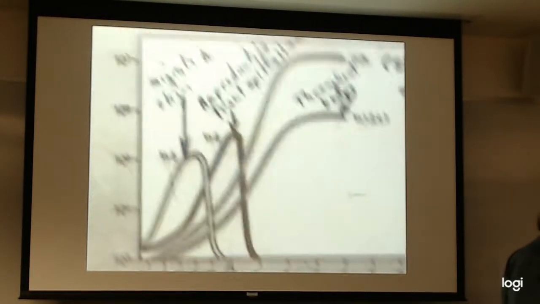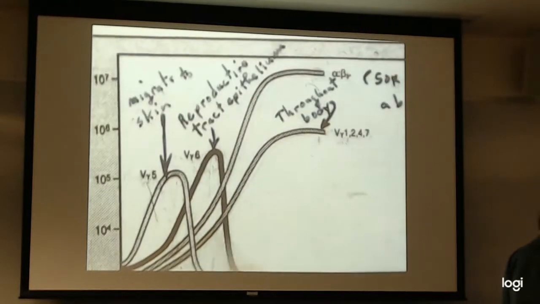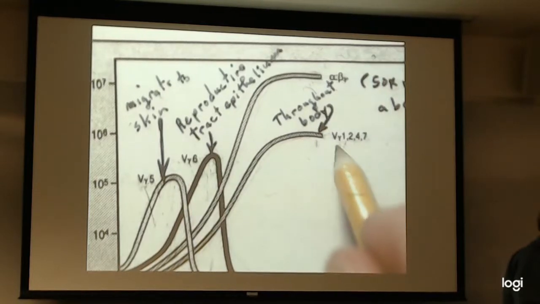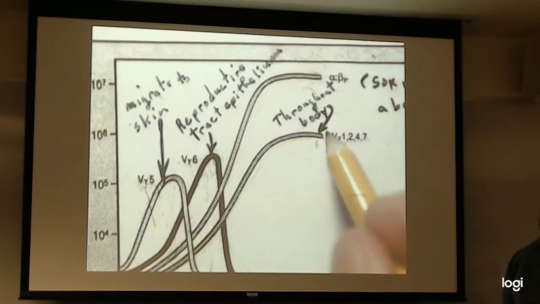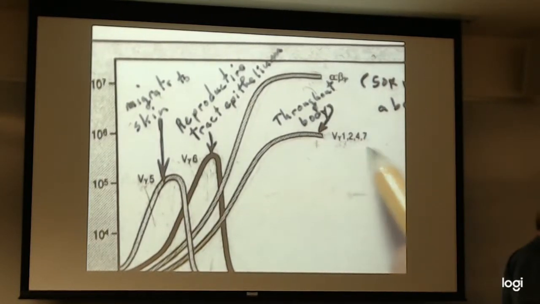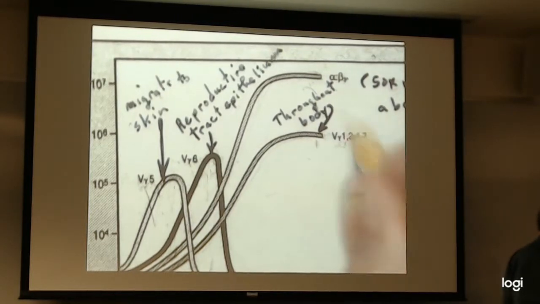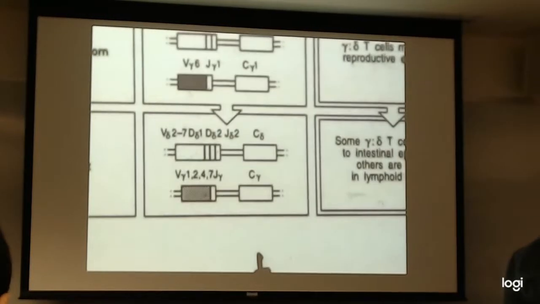And then later, at the same time you're now releasing the alpha beta T cells, you now release the rest of the gamma delta T cells, and they use the gamma chain V boxes 1, 2, 4, and 7. I don't know where 3 is, but anyway, there you go. Okay.